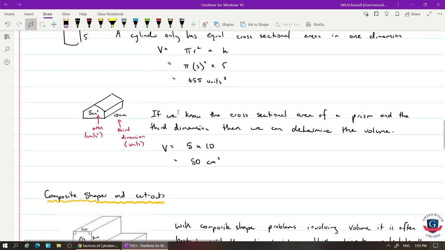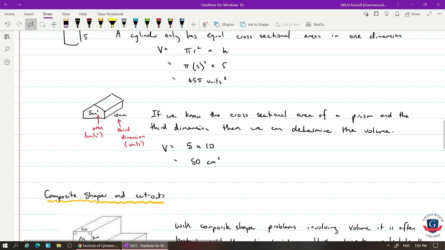What's nice is that idea works for any old prism. So here we've got a house shape, and we know that the area of the front is 5 centimeters squared. We've already been given the area, we don't have to work it out. So we have the area of the cross-section, and if we cut all the way down here, we'll get the same shape. We'll get the same pentagon.